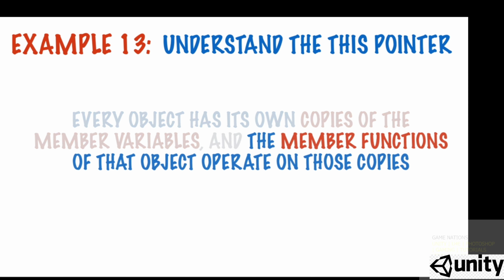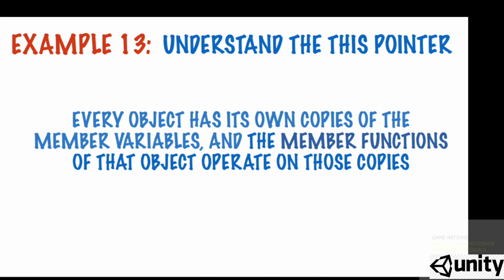The next thing we said was member functions of that object operate on those copies. Let's say there is a member function which says renovate this room. If you apply it to house 1 and you renovate one room in house 1, the same room in house 2 does not get renovated. That's why member functions operate on the own copies of the member variables.